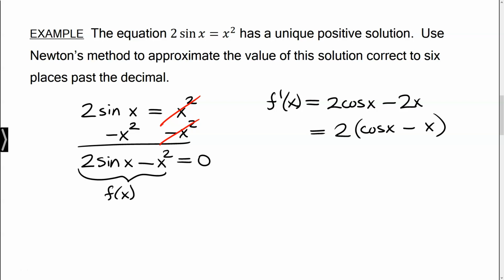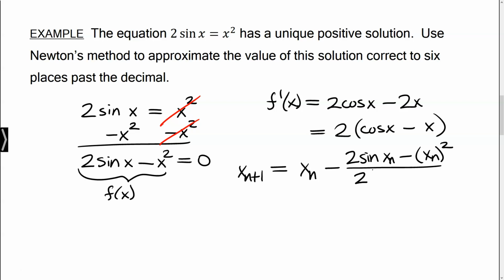So what is our formula here? It's going to be x n plus 1. So the next term is going to be the previous minus 2 sine of x n minus x n squared, all divided by 2 cosine x n minus x n. Okay, that is the iteration formula.